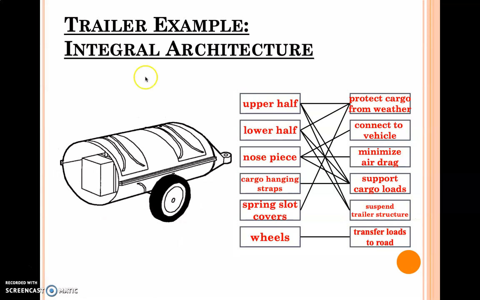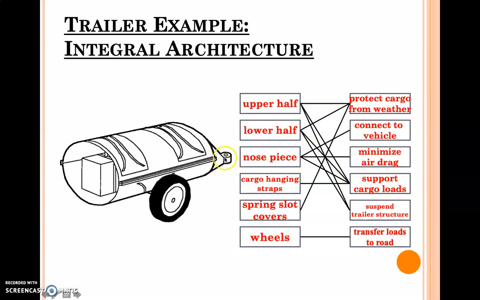Next is your integral architecture. It means one function can be done by one part, and another function can also be done by the same part, where you are utilizing one item for many functions. I have taken the same example of the trailer, and the design is changed. This upper half is used for many functions, like supporting the cargo load, protecting the cargo, and suspending the trailer structure. Similarly, the lower half is used for protecting cargo from weather, supporting the load, and minimizing the air drag.